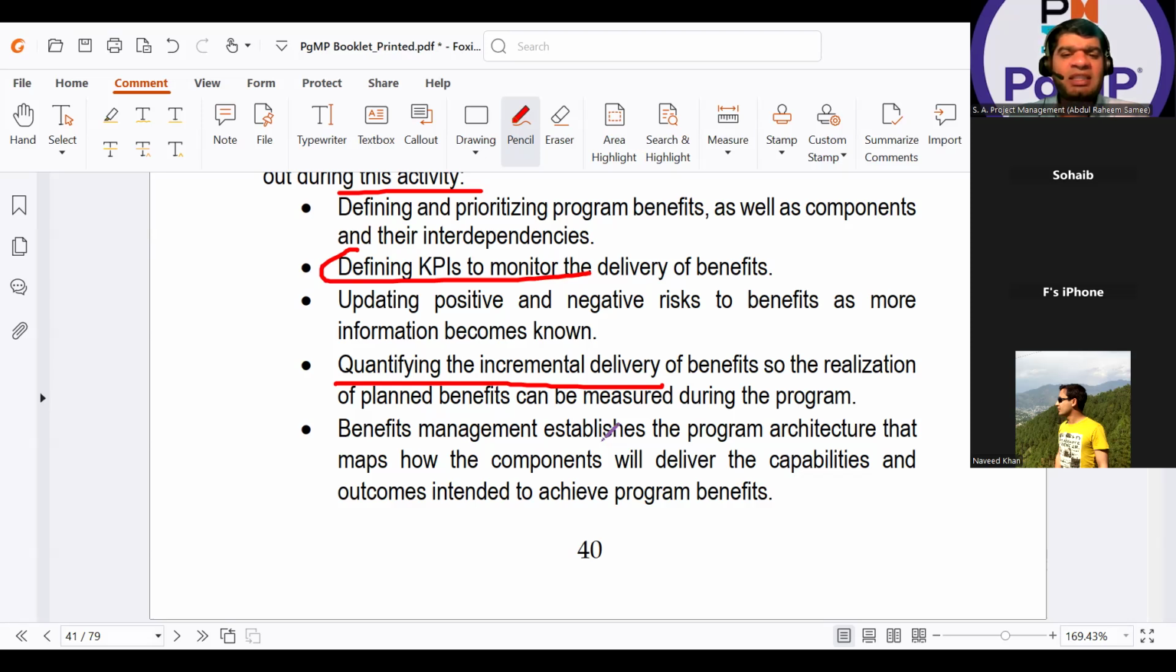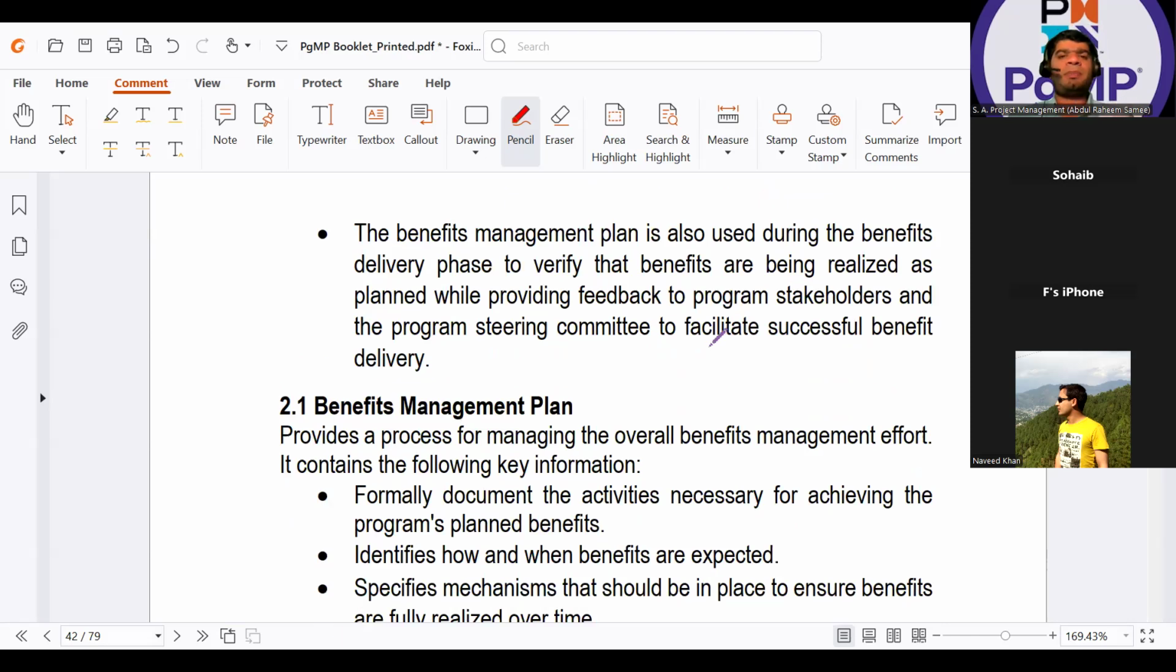Benefits management establishes the program architecture that maps how the components will deliver the capabilities and outcomes intended to achieve the program benefits. And also the benefits management plan is used during the benefit delivery phase. Though I am preparing it in my program definition phase, it will be utilized in my program delivery phase to verify that the benefits are being realized as planned, while providing feedback to the program stakeholders and the program steering committee to facilitate successful benefits delivery.